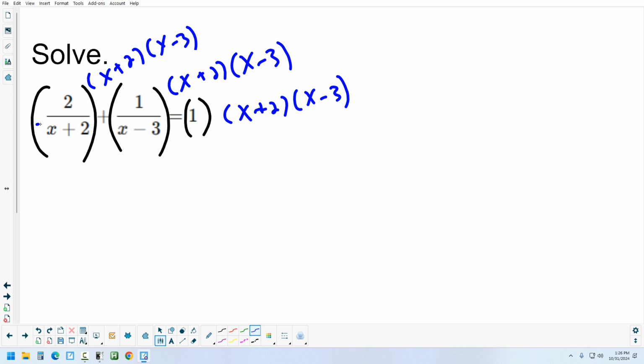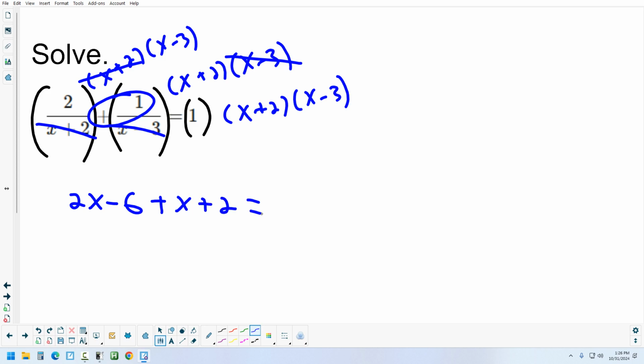Okay, what is going to cancel in the first one? The x plus 2. Okay, so that's gone. Second one, the x minus 3. And the third one, nothing. That's why it's going to be quadratic. Nothing canceled out. Okay, so let's handle the left side first. What do you get when you do 2 times x minus 3? 2x minus 6. How about positive 1 times x plus 2? It would just be x plus 2.